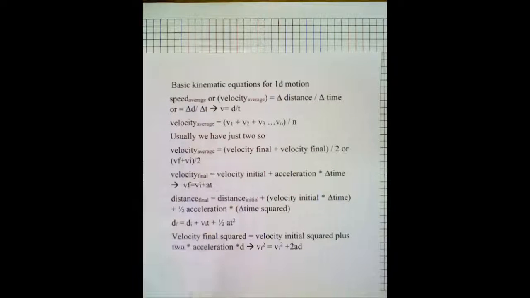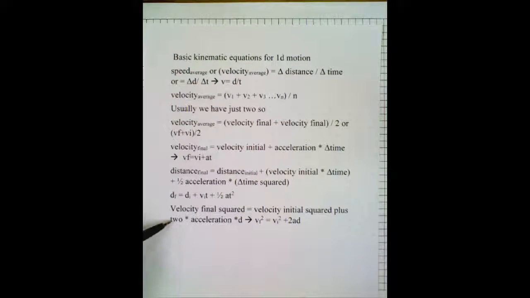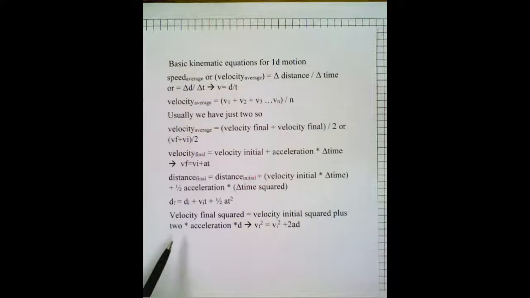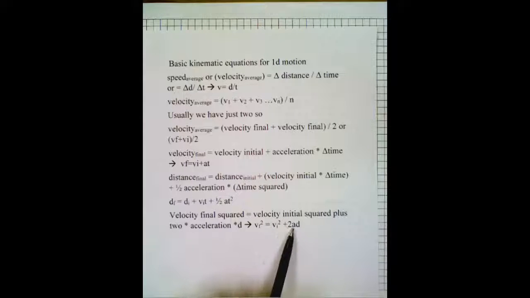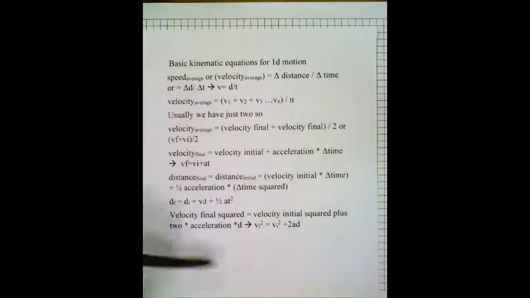And there's also one that doesn't even have a t in there. Everything else has t's. This is called the time-independent equation. Your velocity final squared equals velocity initial squared plus 2 times acceleration times distance. If you take this formula, solve it for t, and then put that t back into the formula, you get this guy.